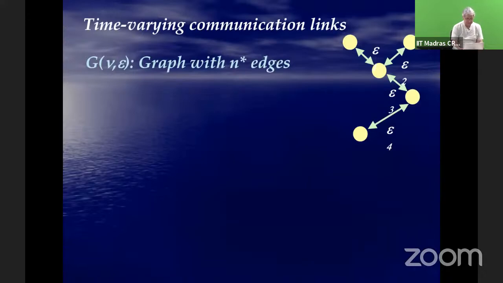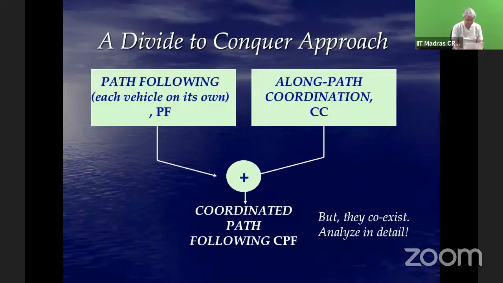There's another additional complexity that I'm not going to get into, which is when the communication links vary with time. So now we have to go for a divide and conquer approach. You have to start with path following, and then once you are on the path, along-path coordination. This is only conceptual because the two coexist. Your vehicles are driven not only by the requirement to go to the paths, but to do synchronization as if they were on the paths. So they start interacting with each other.